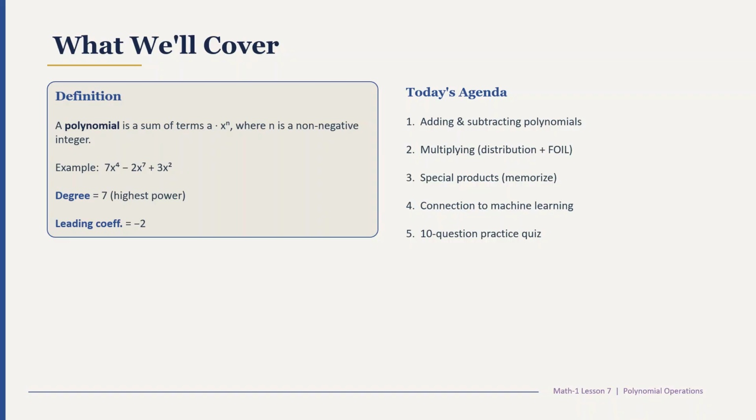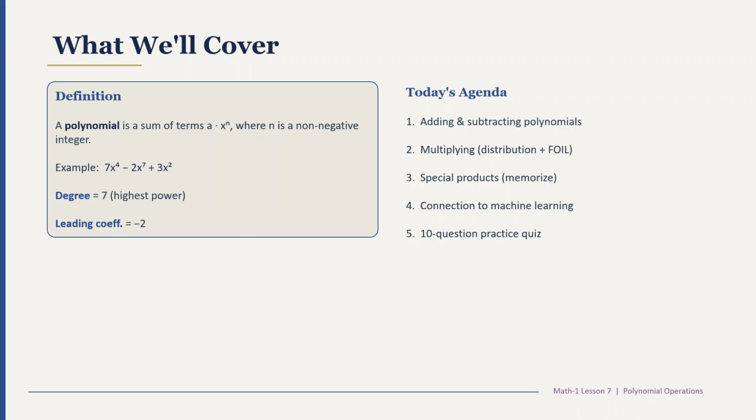A polynomial is a sum of terms of the form a times x to the n, where n is a non-negative integer. The degree is the highest power. The leading coefficient is the coefficient of that highest power term. Both depend on writing the polynomial in standard form, which means descending powers.